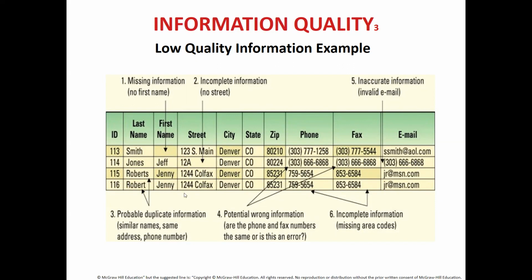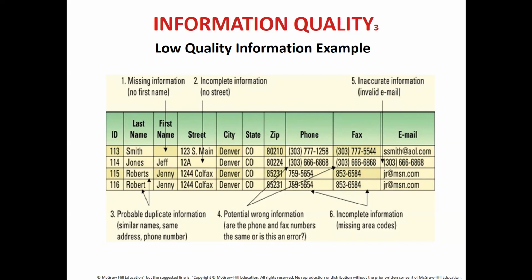Look at the third, probable duplicate information: similar names, same address, same phone number. Now have a look at that. Robert and Robert. Even though the last name is different, look at the first name. It's Jenny. The street name is the same, the city is the same, the state Colorado is the same, the zip number is the same, the phone number is even the same, the fax number is the same, and also the email is the same. So the likely chance is that the information presented there is not unique. That shows some form of redundant data or duplicates with slight additions.